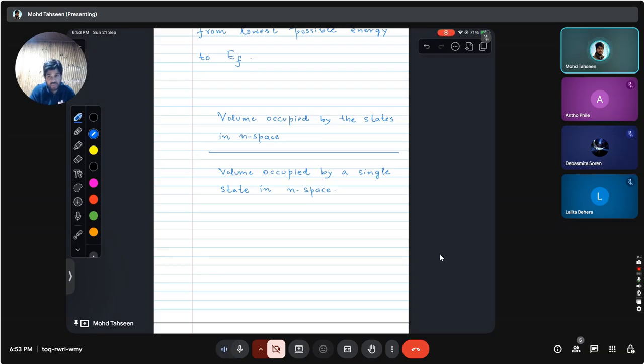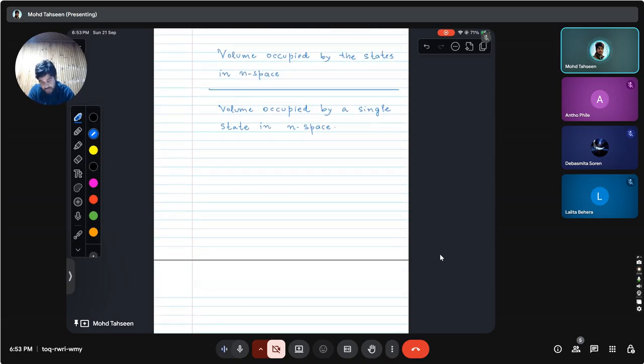Allowed, not occupied. Okay, so how do I compute this? Now I know the shape of this Fermi sphere or the Fermi surface. It's a spherical shape. So the volume occupied by that would be given by the volume of the sphere, right? So that's what I'm going to do.